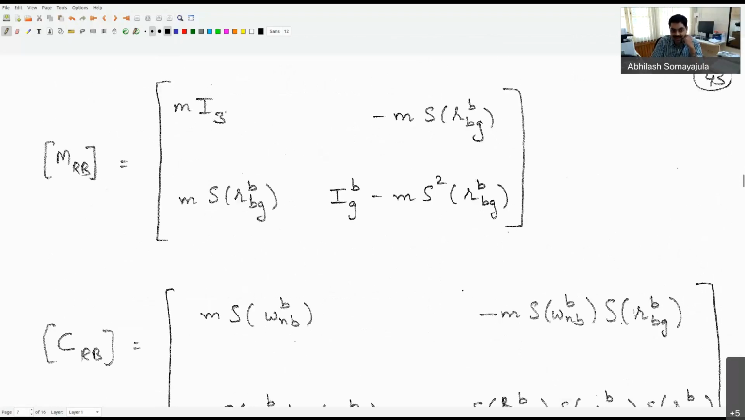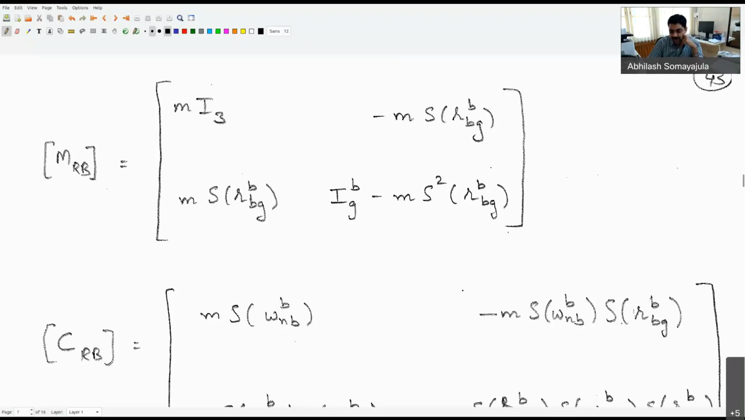You have the mass times the identity matrix, the 3 cross 3 identity matrix. And on the top right, here you have minus m times the skew-symmetric matrix times RBG. On the bottom you have m times the skew-symmetric matrix times RBG. And here you have IG minus m S squared RBG.